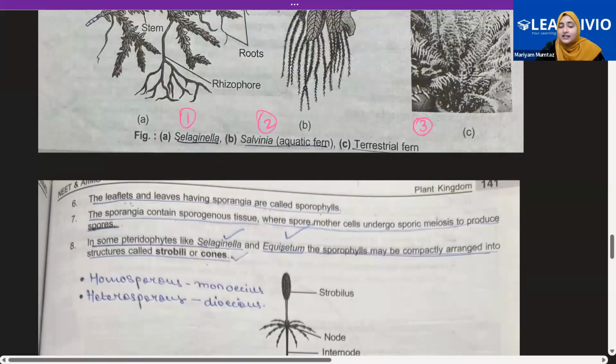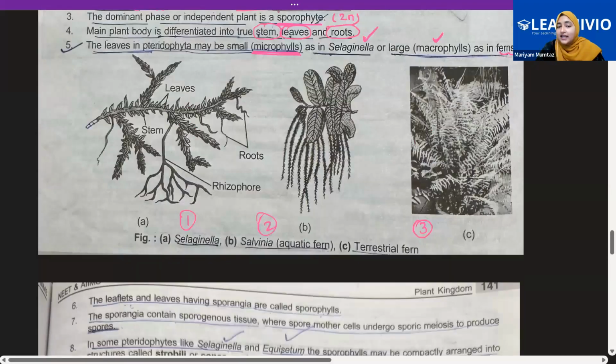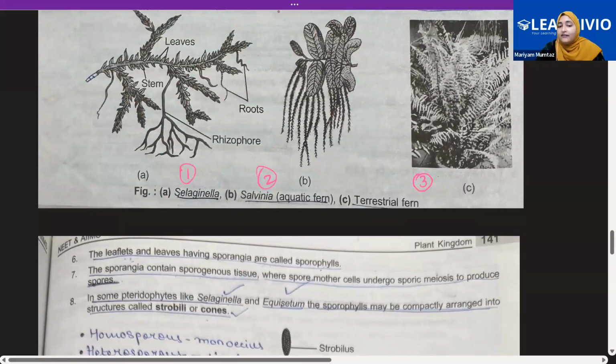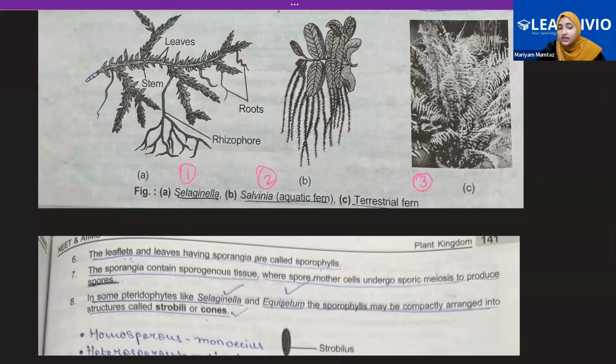Now, the thing that is so special about them is that their leaves have sporangia present in them. What are sporangia? Sporangia are those parts which give rise to the spores.